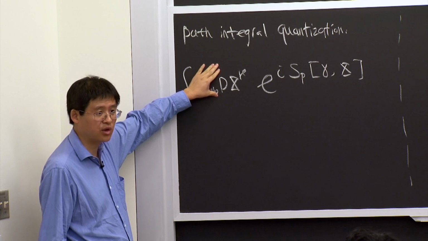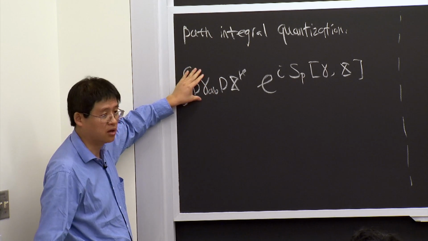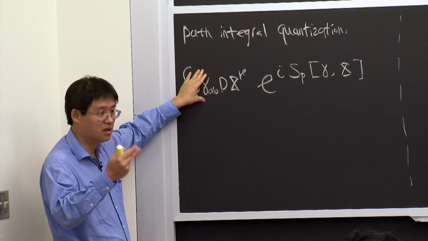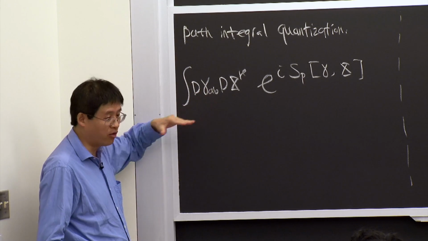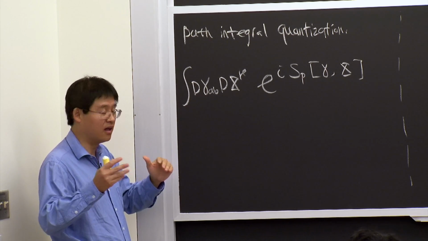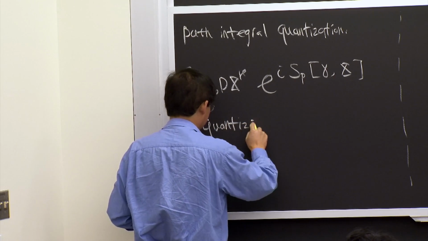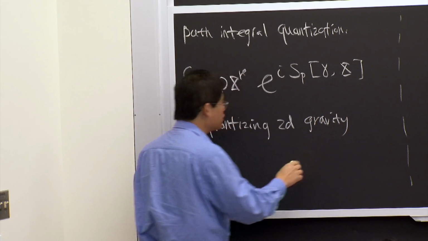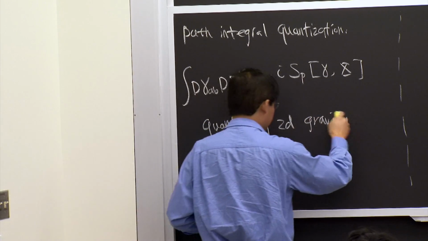But what's unusual when you quantize a string is that gamma is also a dynamic variable, so you also have to integrate over gamma. This makes it more non-trivial, and it is no longer like just quantizing scalar fields, because you are integrating over all possible intrinsic metrics on the worldsheet. So this is like quantizing 2D gravity. When you integrate over all possible metrics, this is like quantizing gravity. But this is only the gravity on the worldsheet.